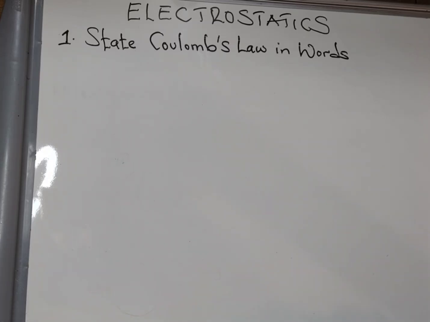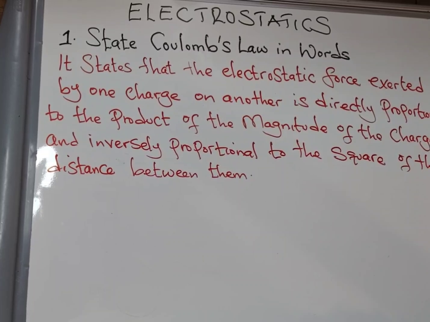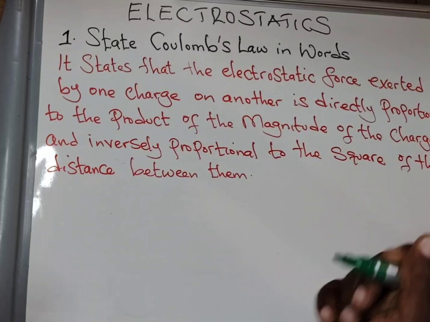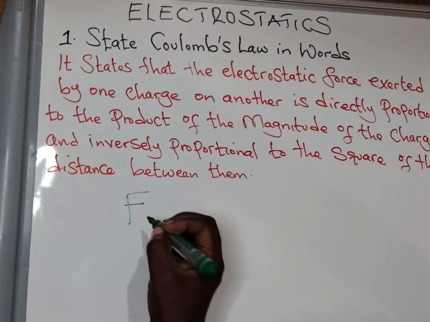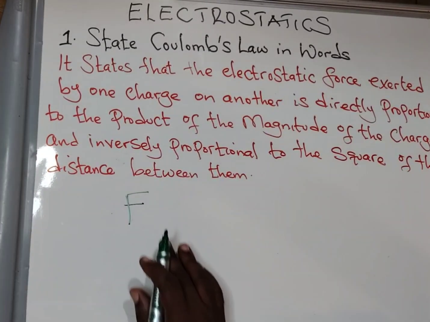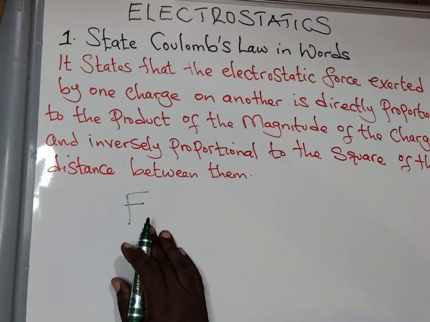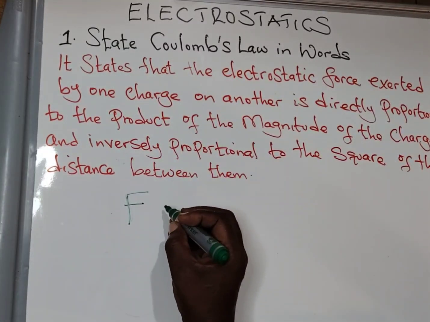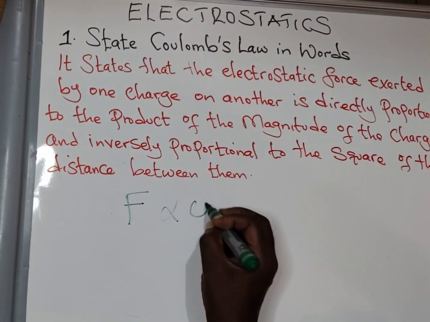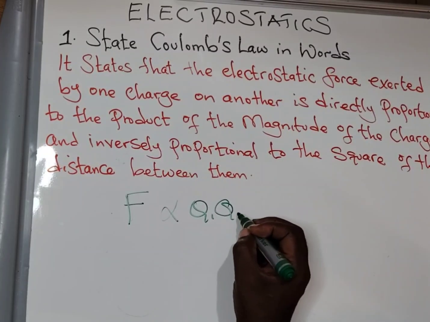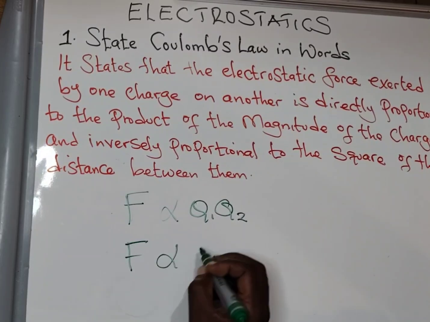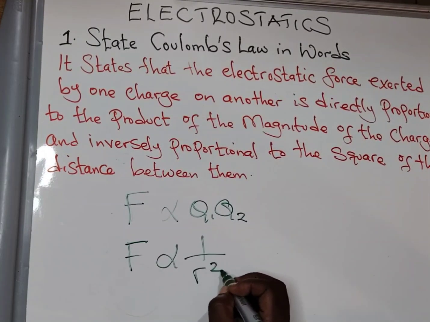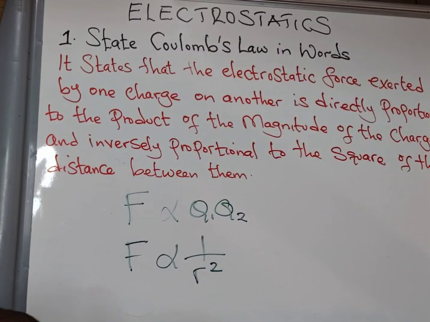Let us put that one down. So that is that. Let us expound more on this one. This is what we have to remember, that two statements have been put across here. On assumption that F is our electrostatic force, this statement says that F is proportional to the product of the charges, and F is inversely proportional to the square of the distance between them.